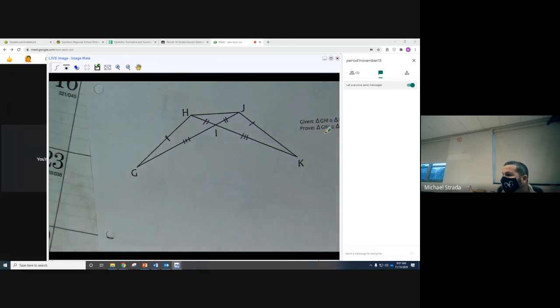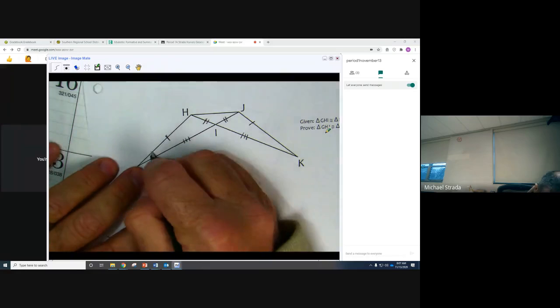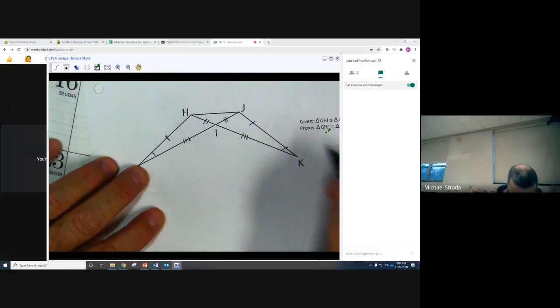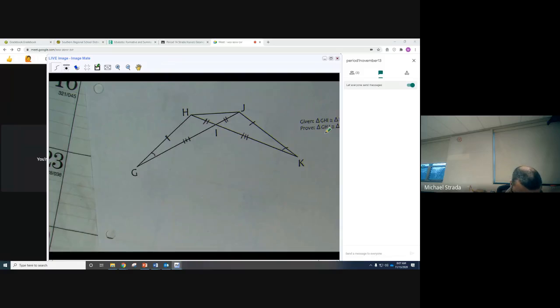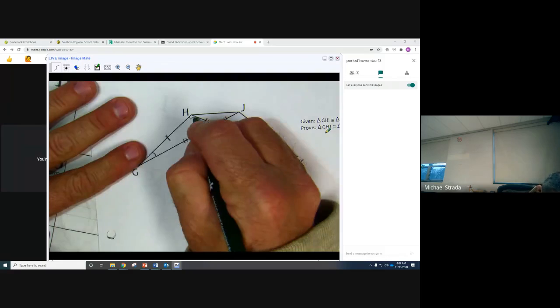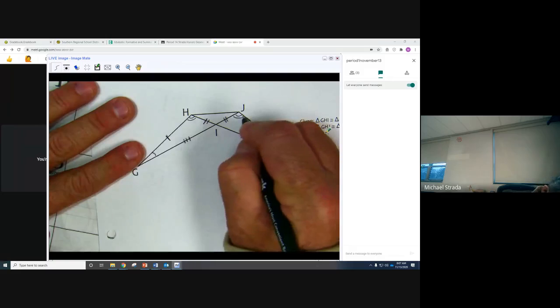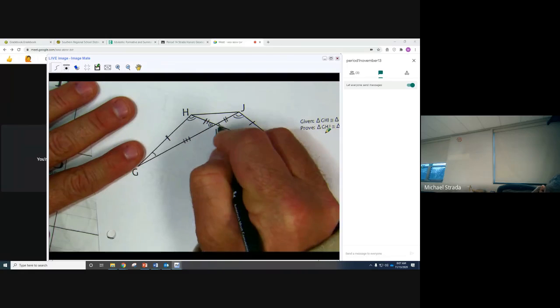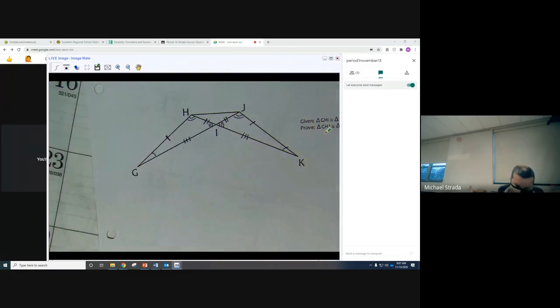Everybody good with that idea? So then that angle is congruent to that angle. This one is congruent to that one. And then, of course, the verticals are going to be congruent as well. So now we're trying to prove the overlapping triangles are congruent.